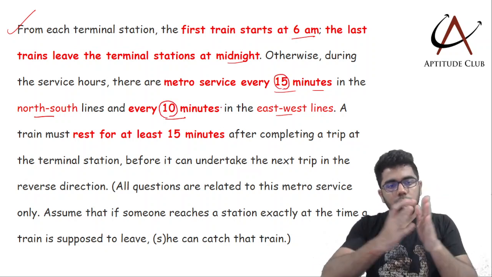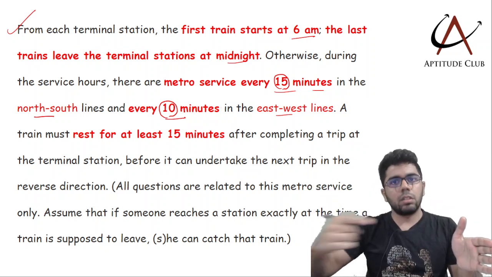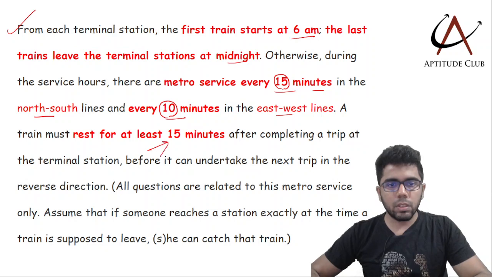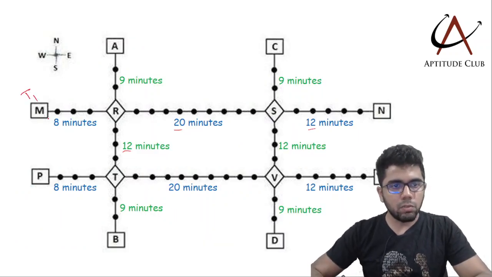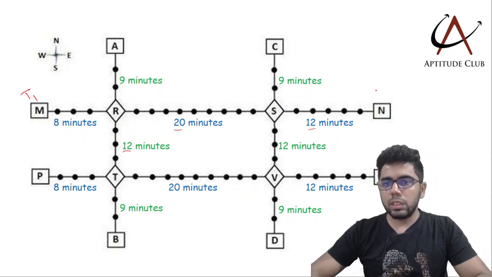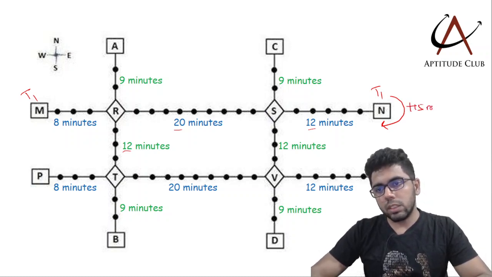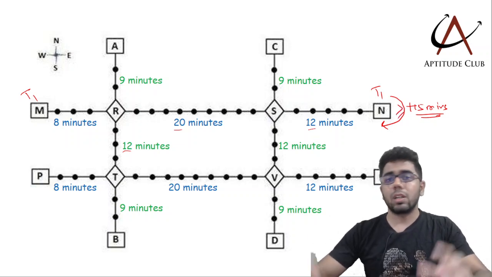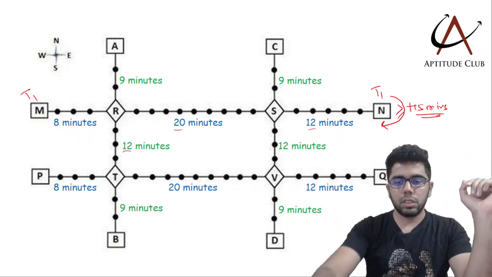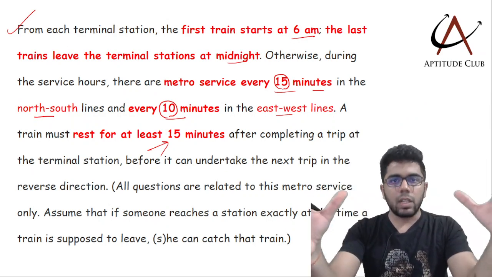Now once it reaches from one terminal to the end terminal, again to come back and move in the reverse direction, it has to rest for at least 15 minutes. For an example, a train started from here T1 and the train will eventually reach N, and यहाँ से turn करके to again go back in the reverse direction, time of resting is at least 15 minutes, at least greater than equal to 15 minutes, not less than that. Okay, at least 15 minutes. So more or less this is what has been given as piece of information.